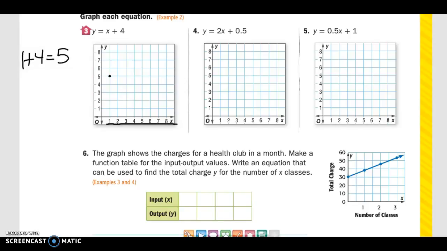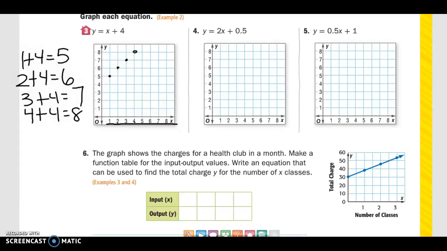And then I'm going to look at 2 because that's my next number. 2 plus 4 equals 6. And 3 plus 4 equals 7. And 4 plus 4 equals 8. And to get each of these numbers that I put right through here, I just went along the bottom. So I have 1, 2, 3, 4.